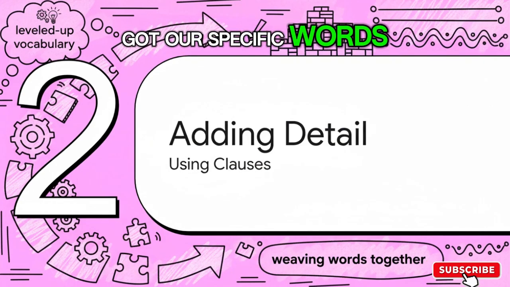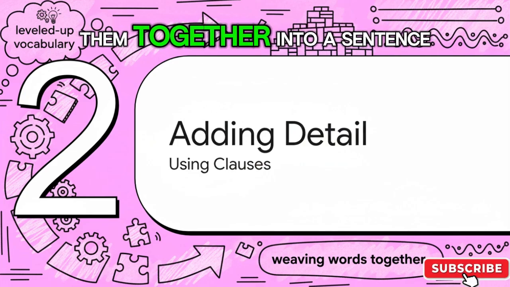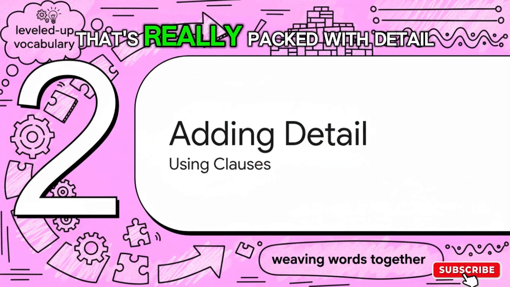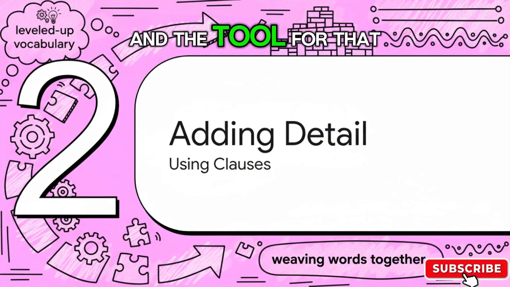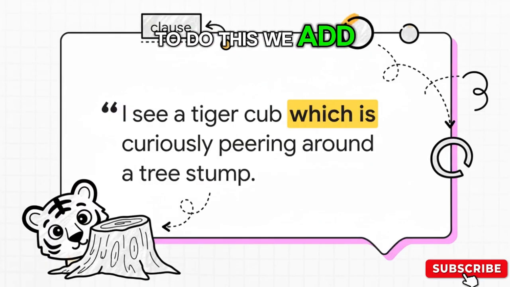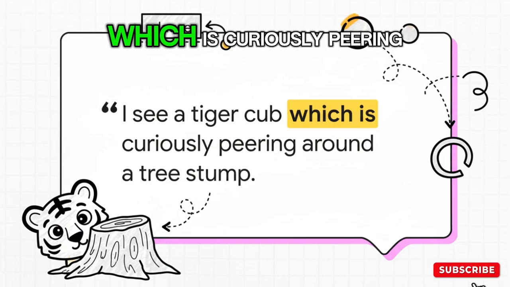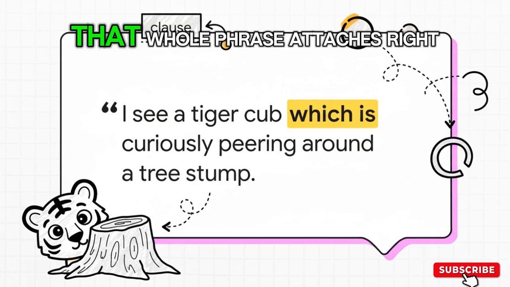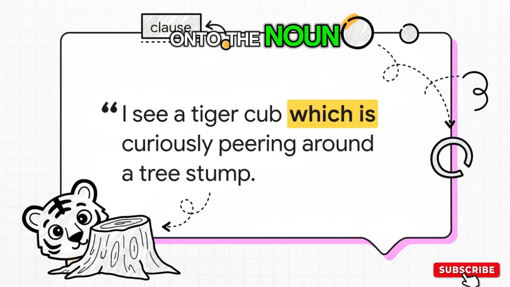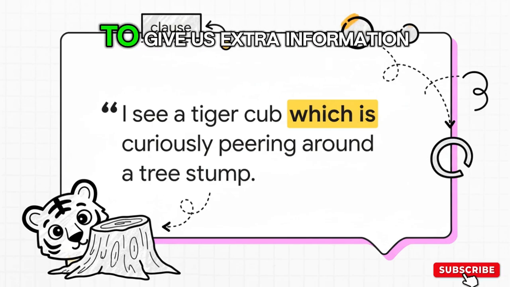So we've got our specific words. What's next? Well, now we have to weave them together into a sentence that's really packed with detail. And the tool for that job? Clauses. To do this, we add something called a relative clause. See that part right there, which is curiously peering? That whole phrase attaches right onto the noun, the tiger cub, to give us extra information about what it's doing.